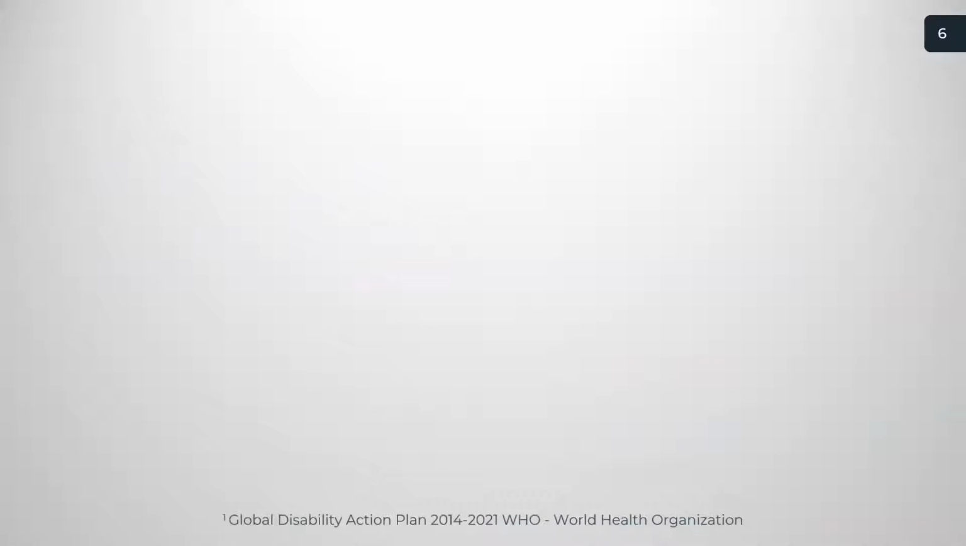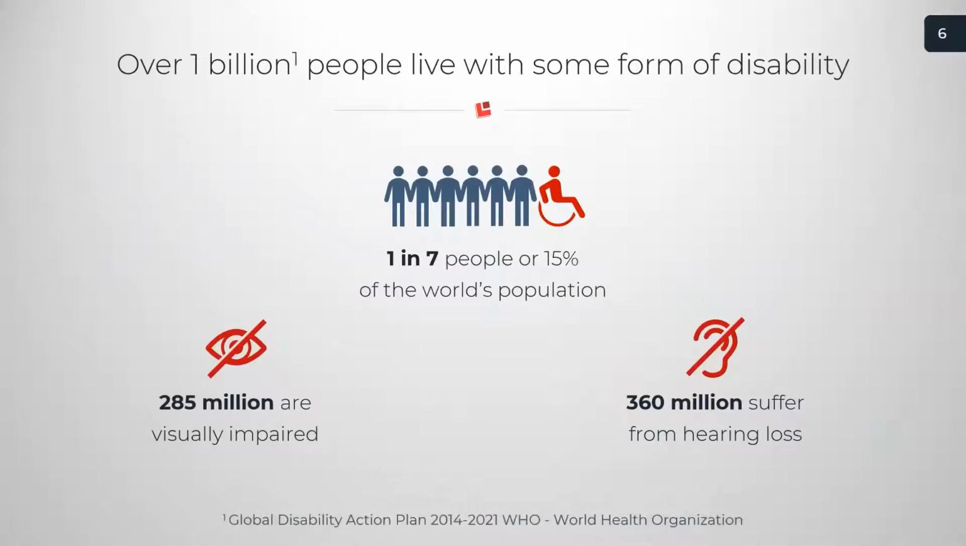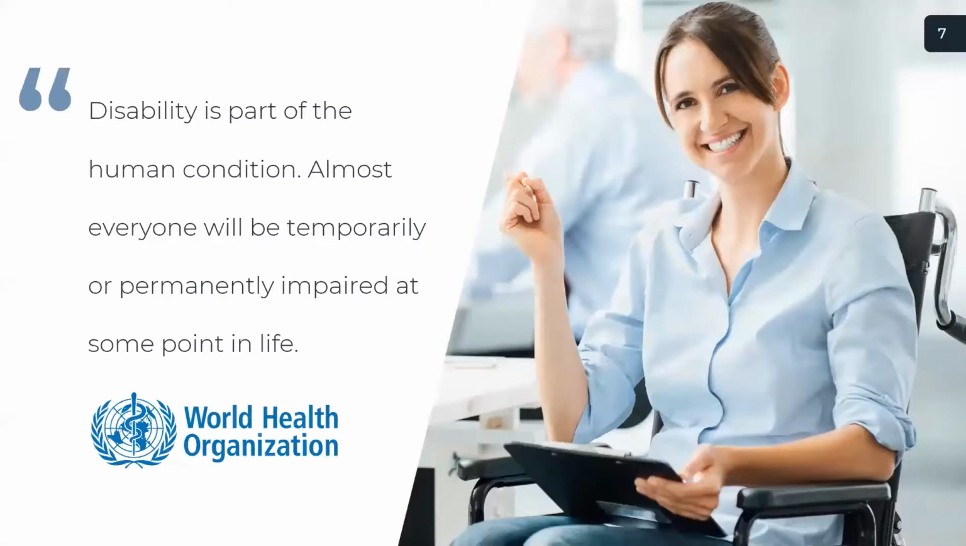Moving to our next slide here. Over 1 billion people live with some form of disability. That's about 1/7 of the Earth's population. 285 million are visually impaired, and 360 million people are suffering from some sort of hearing loss. We bring these stats just to bring awareness of why this is so important. The reality is that, according to the World Health Organization, disability is a part of the human condition, and almost everyone will be temporarily or permanently impaired at some point in their life.